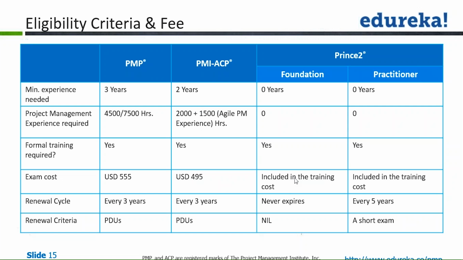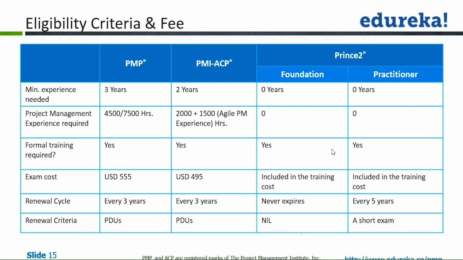The guidance here is, in a year on average you will be able to get 2000 hours of project management experience. So roughly around 2 years you need for PMI-ACP, but for Prince2 you need not have any experience. Even a person who is just fresh out of college can go for Prince2 Foundation and Practitioner examination. Project management experience is needed for PMP and PMI-ACP examination.